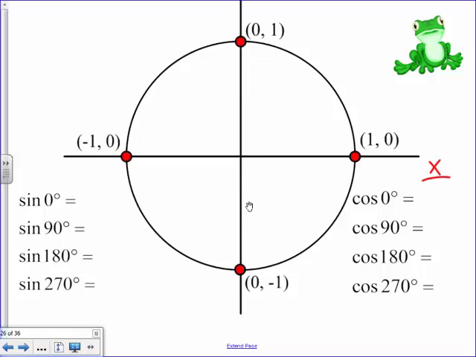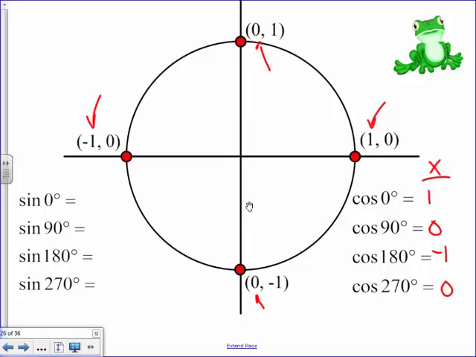So for example here, the cosine of 0 would be 1. The cosine of 90 would be 0. The cosine of 180 would be -1. Cosine of 270 would be 0. And I could actually type these into my calculator and I should get the exact values just like that.